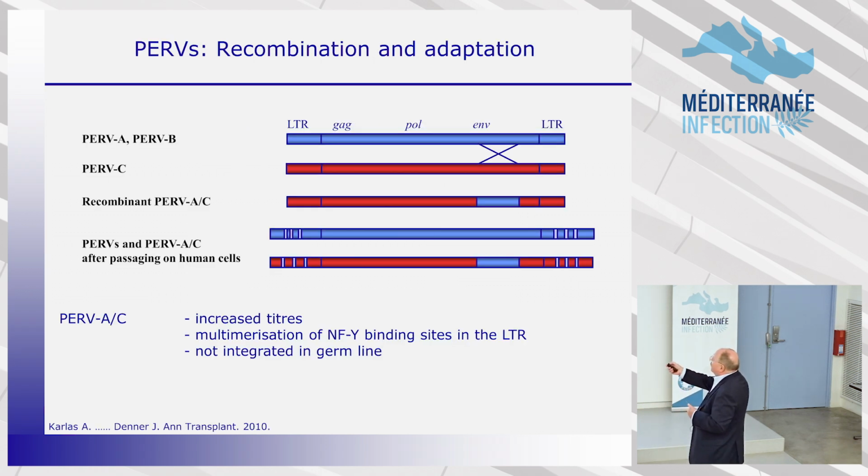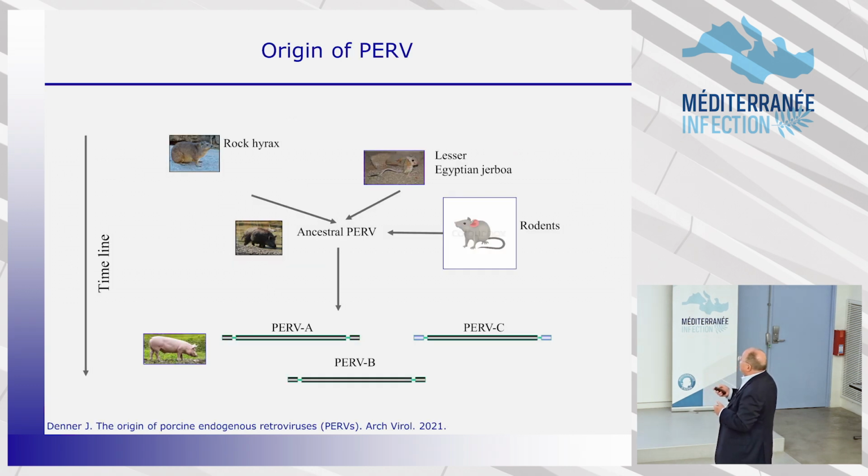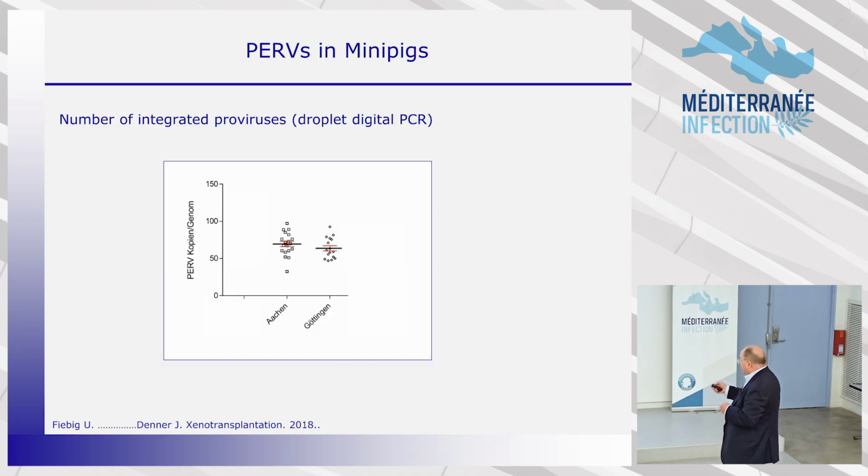So as I said, we have PERV A, B, and C. They can recombine, and these PERV AC, after passaging they are high titer, and after passaging on human cells, they acquire regulatory sequences in the LTR, and this increases their titer again. As I already said, these are the origin of PERV A, B, and C, and they also have different LTRs.